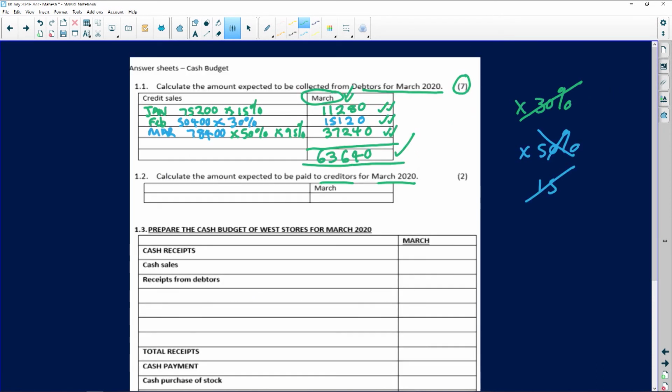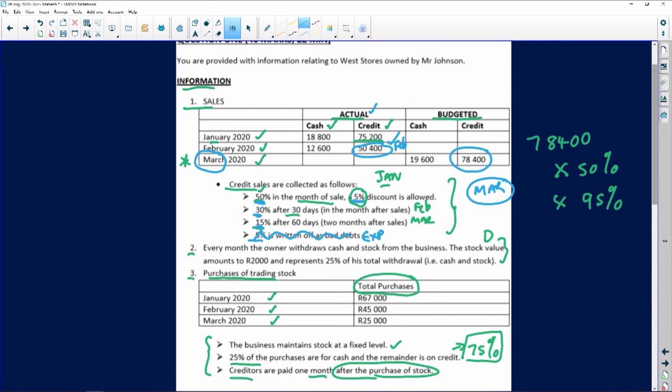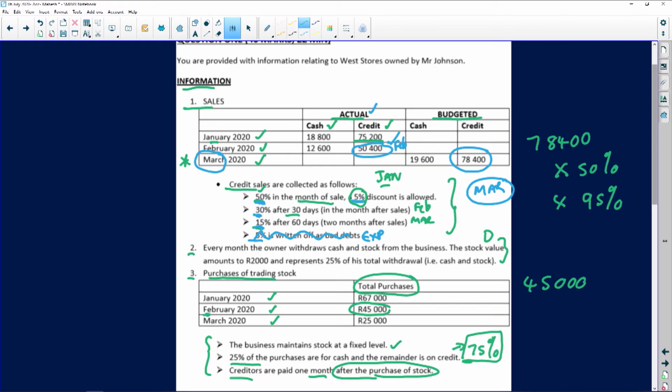Right, as far as the question is concerned, calculate the amount that you are expected to pay your creditors for the month of March. So going back to what I said earlier, remember I pay them 1 month later. So in other words, what I buy on credit in Feb is what I end up paying in March. So in February, total purchases is 45,000. But remember, I need to calculate how much I bought on credit, because that's what I will pay my creditors, what I bought on credit. So on credit is 75%.